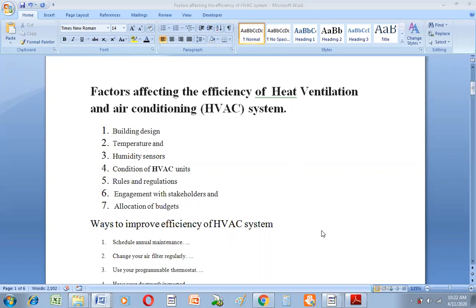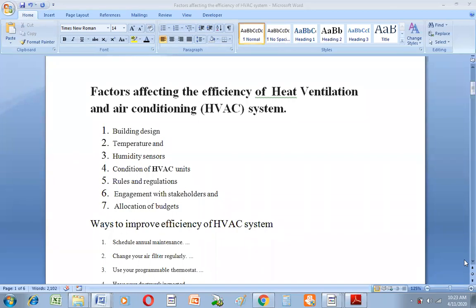How can we improve the efficiency of the HVAC system? The first important thing is that if we plant some trees around the building, there will not be direct sunlight on the building walls. So the walls of the building will be kept naturally cool because the trees will provide some coolness and the sunlight will not fall on the wall. So we have to plant a large number of trees around the building so that the temperature is maintained on the lower side.